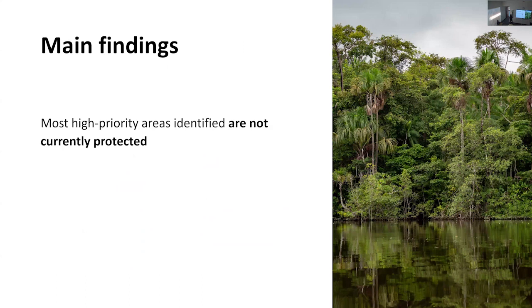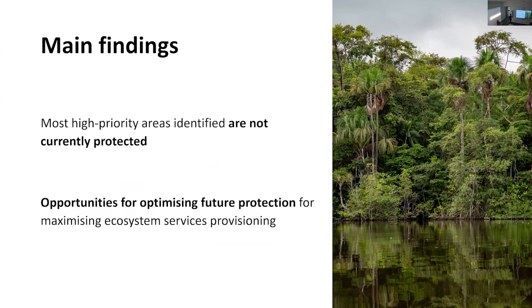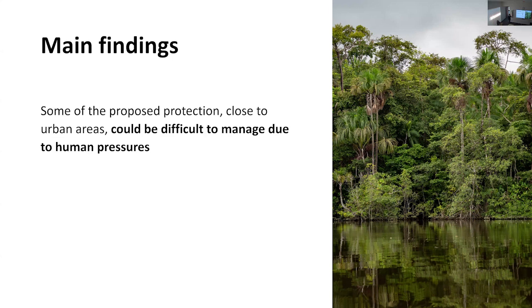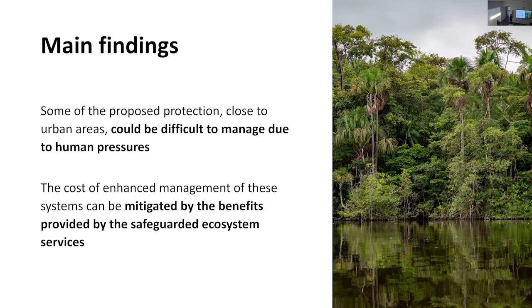So what are our main findings? We found that most of the high priority areas that we identified are not currently protected. That then there are, in this case, some opportunities for optimizing future protection, trying to incorporate ecosystem services provisioning. That some of the proposed protection is close to urban areas, and that could make it difficult to manage those areas because of the human pressure. However, the cost of the enhanced management of those systems can be mitigated by all the benefits that mangroves are providing.